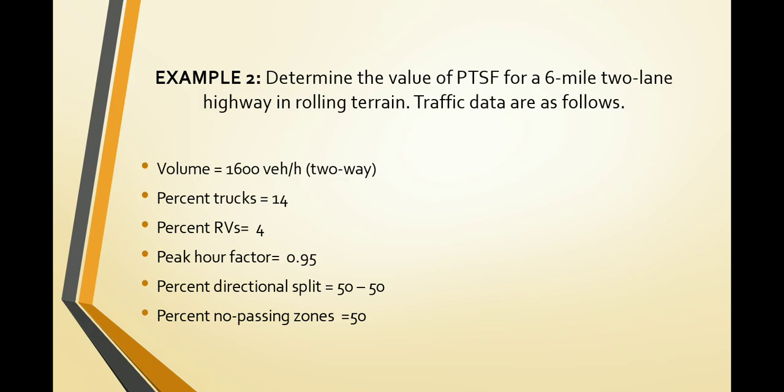Example: determine the value of PTSF for a 6-mile 2-lane highway in rolling terrain. Traffic data are as follows. The volume is 1,600 veh/h, percent trucks is 14, percent RVs is 4, peak hour factor is 0.95, percent directional split is 50-50, and percent no passing zone is 50.